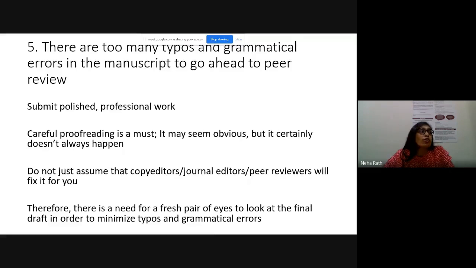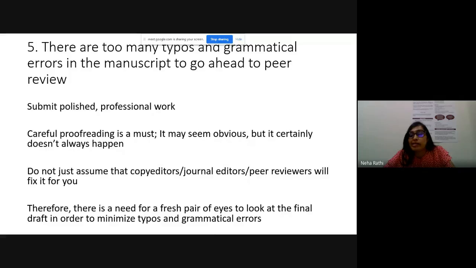So if you have a very good friend who is studying English literature or language, and of course she may not steal your data at any cost, you can share your final draft with him or her, and just ask him or her to pick any typos or grammatical errors.